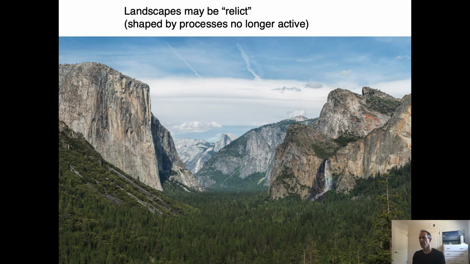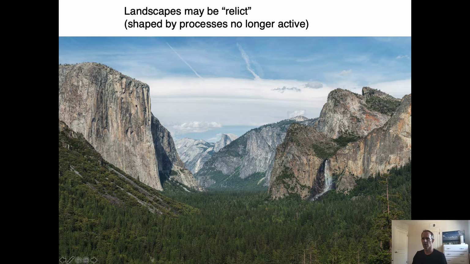So one other thing to keep in mind with these climatic changes is they're relatively fast in terms of Earth's history, and the geomorphology of the landscape takes time to adapt to the new climate. So in many parts of the world, landscapes that we're looking at might be relict. In other words, they're shaped by processes that are no longer active. The Sierra Nevada and Yosemite are a great example of this.